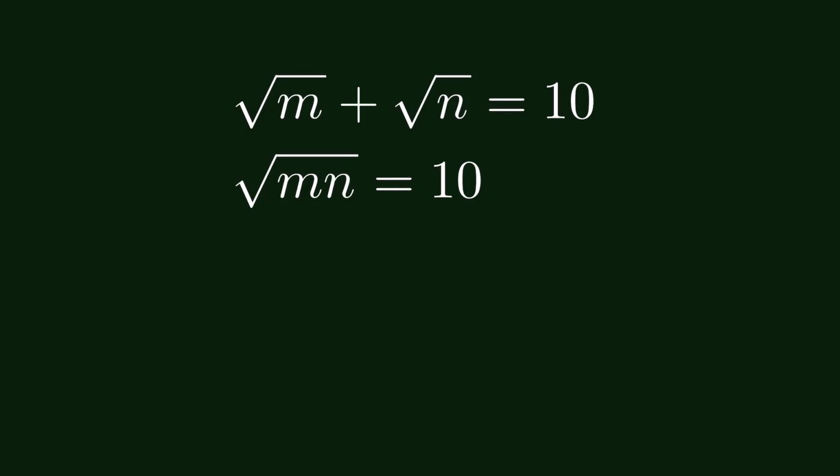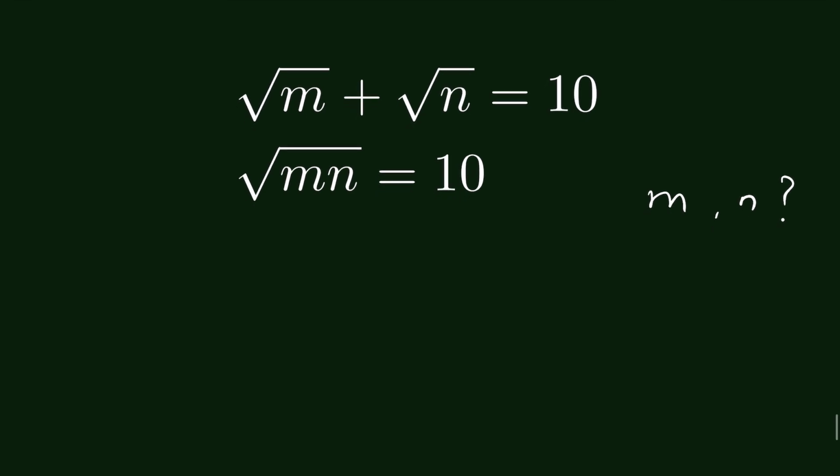If square root of m plus square root of n is equal to 10 and square root of mn is equal to 10, we have to find the value of m and n. So let's first square both the sides.